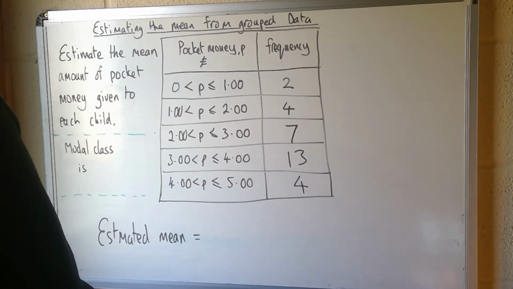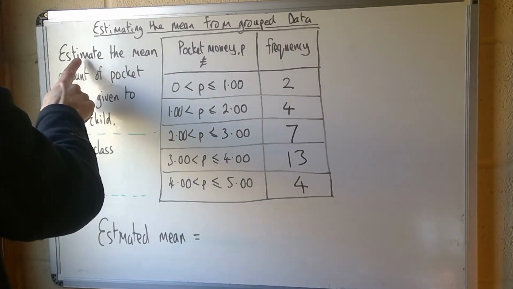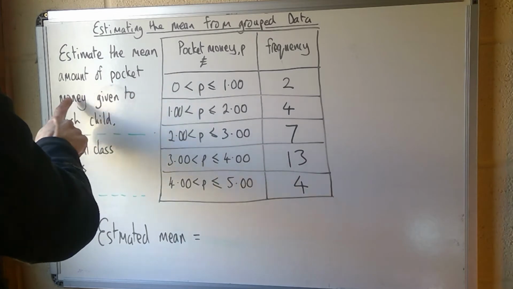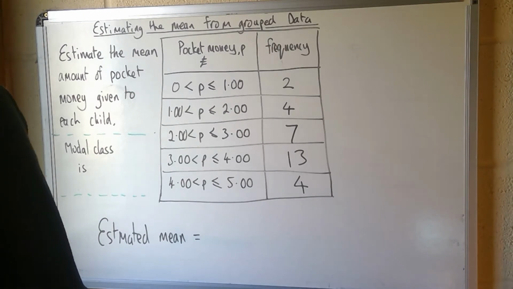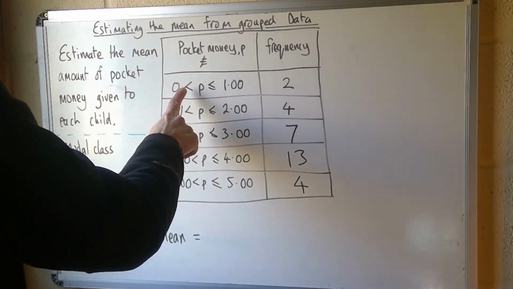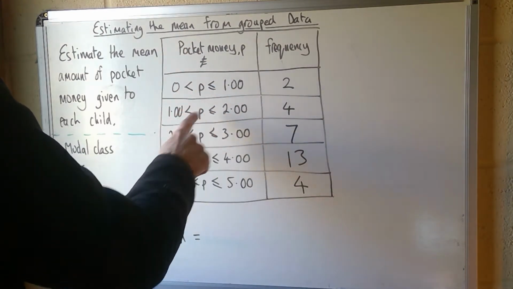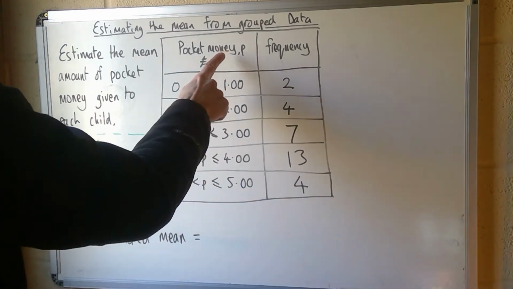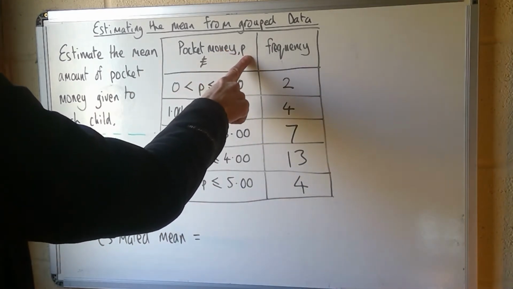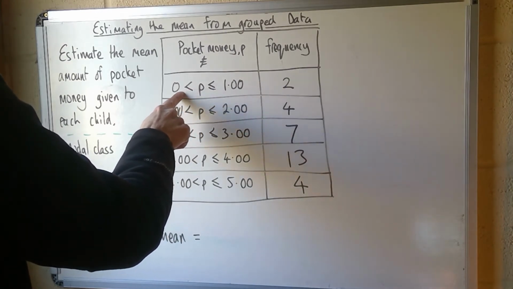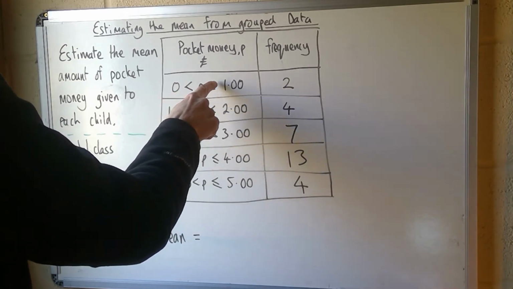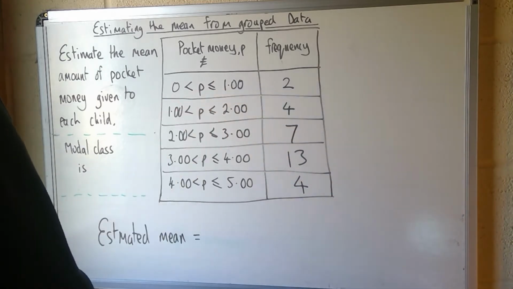So the example, the question, is to estimate the mean amount of pocket money given to each child. So that's what's shown in this frequency table. And the amount of pocket money is separated into groups. So this first group means here, we've labelled the amount of pocket money P. So this means the amount of pocket money is greater than 0, but less than or equal to £1.